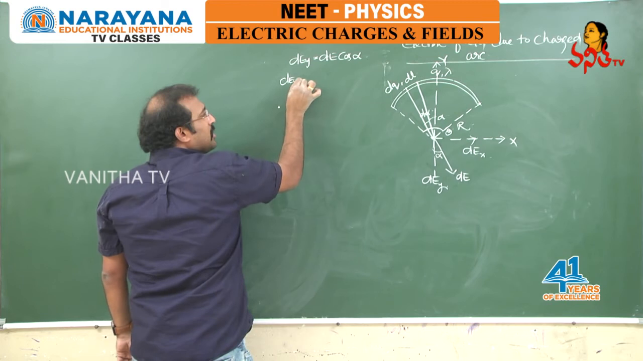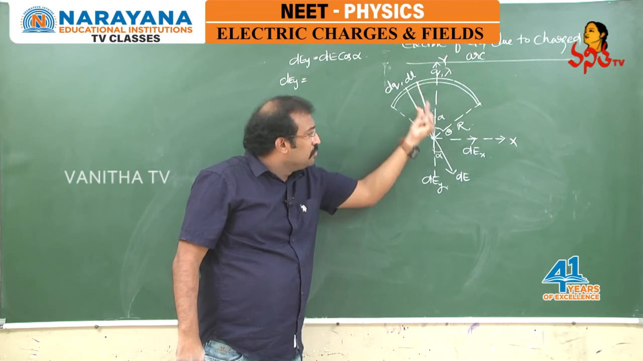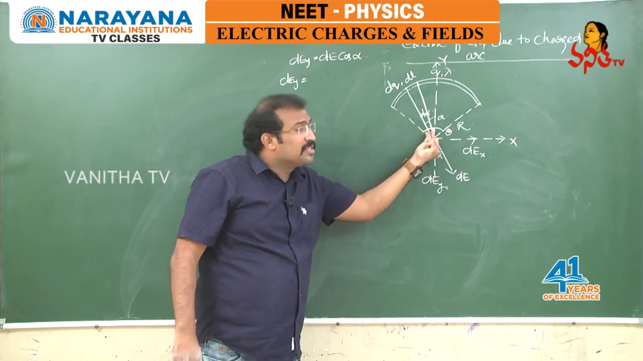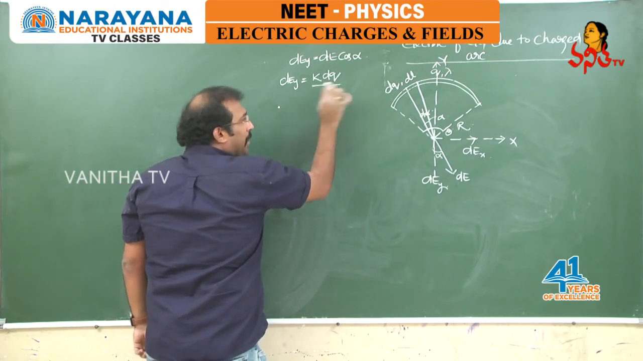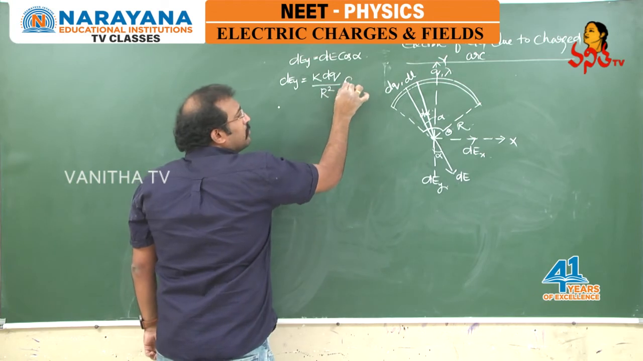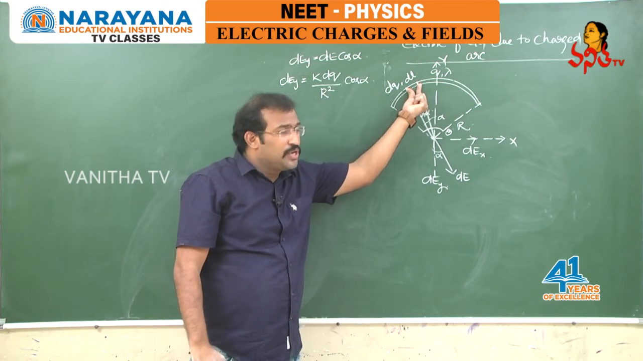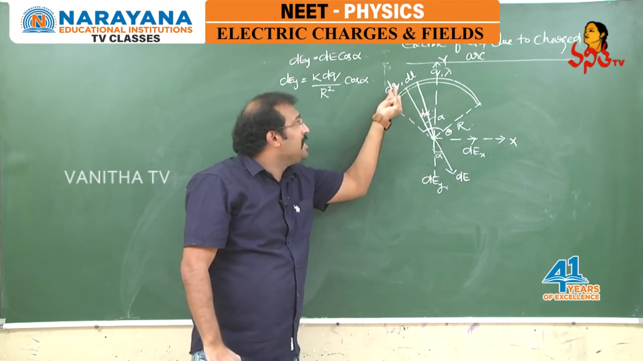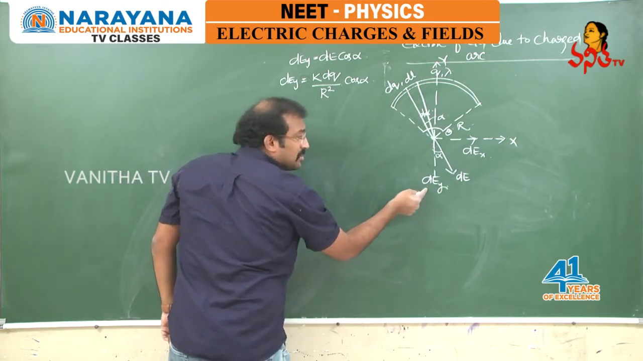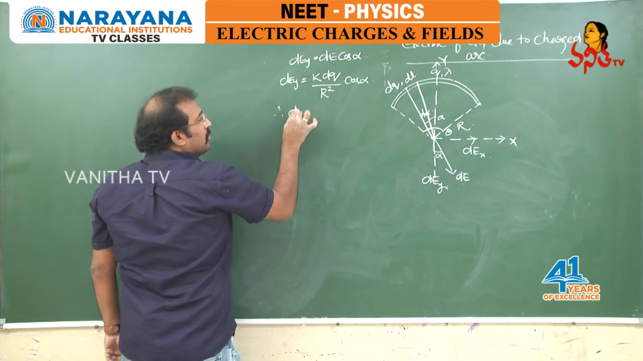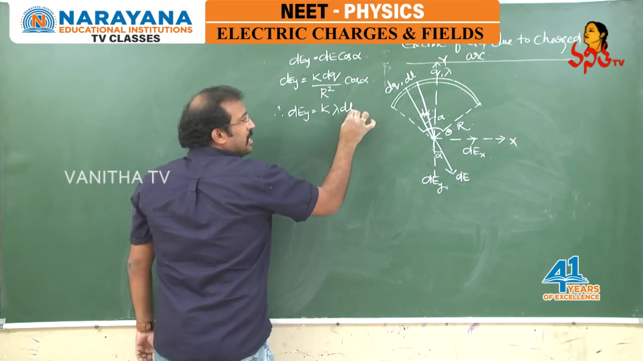Now dEy is equal to dE cos alpha, where dE is k dq by distance square. The radius of the arc is r, so I simply write k dq by r square into cos alpha. So due to this small elemental charge dq, the electric field at this point is k dq by r square, and its component is cos alpha. Therefore dEy is equal to k, dq is lambda into dl.